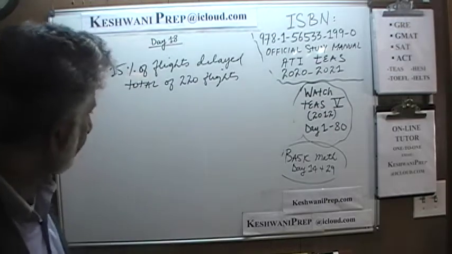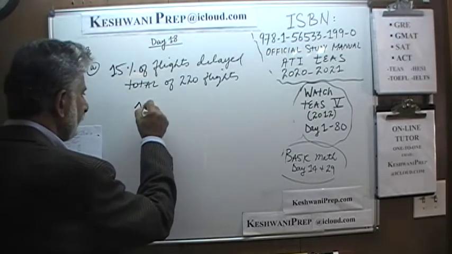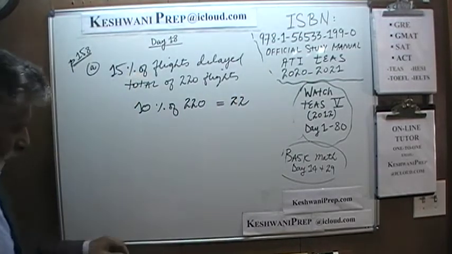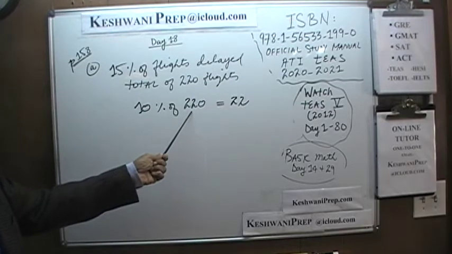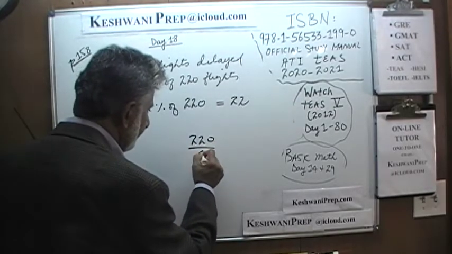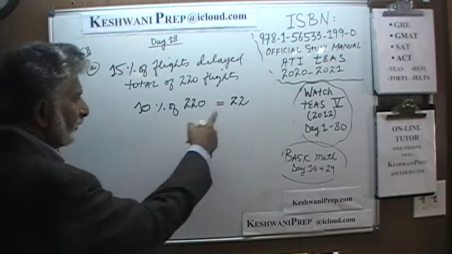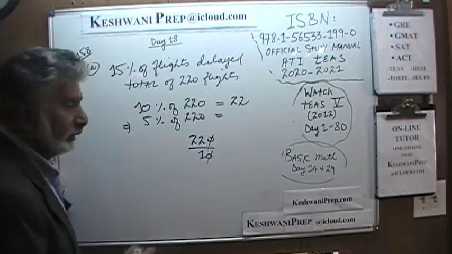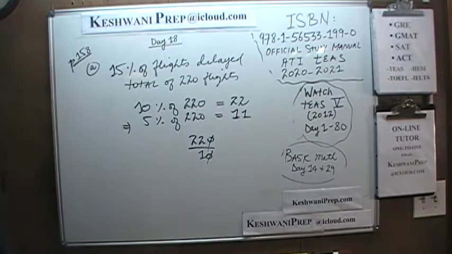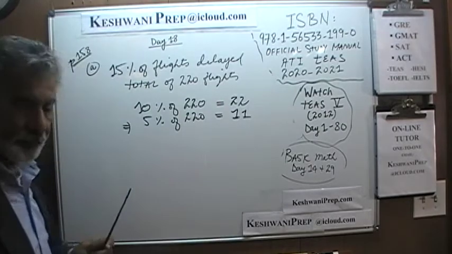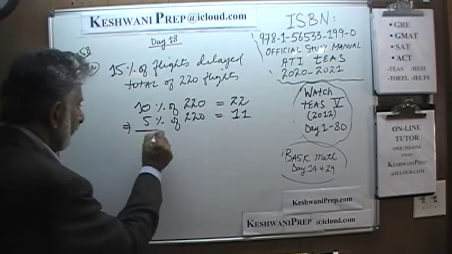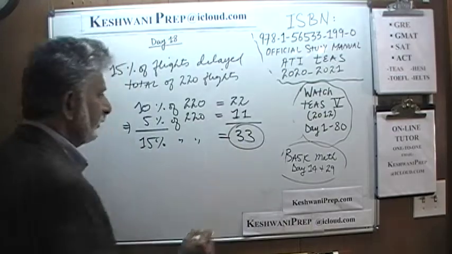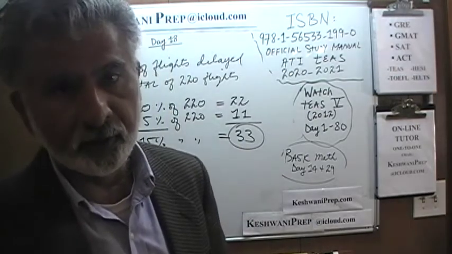Let's take a look at it, shall we? Well, we know 10% of 220 should be 22. 10% simply means 1/10. So if you take 220 and take 1/10 of it, it's 22. That's 10%. If 10% is 22, that implies that 5% of 220 should be half of that, which is 11. We wanted 15%, so we simply add them up. If 10% is 22 and 5% is 11, then 15% of 220 must equal the sum of the two numbers, 33. We expect about 33 flights to be delayed. That's all.